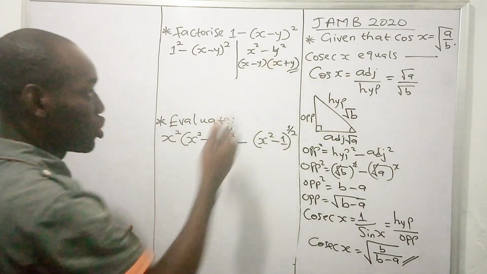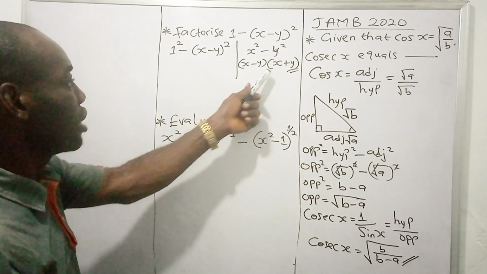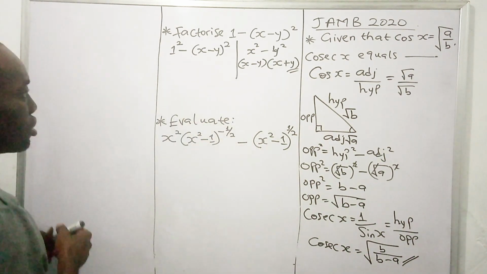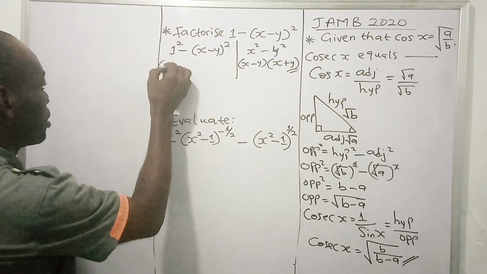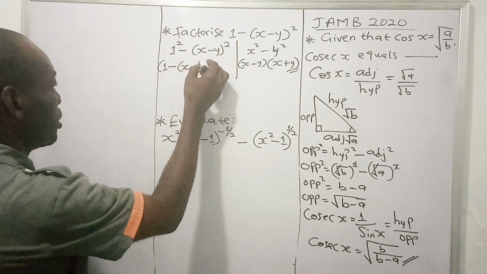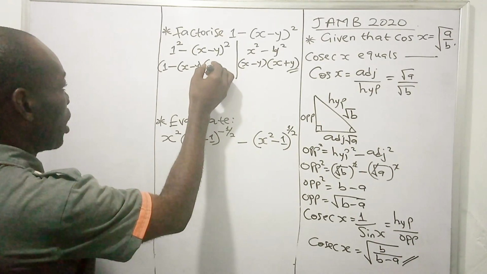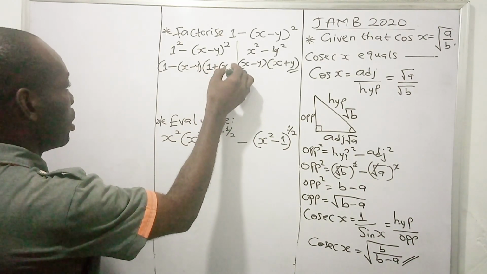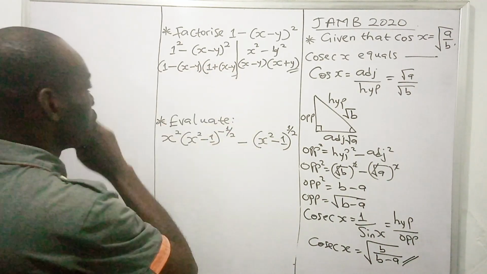And that's the easy way to factorize that. Now applying the same approach here, this will give us, in bracket, 1 minus x minus y. Then in another bracket, we have 1 plus x minus y. So that gives us what?